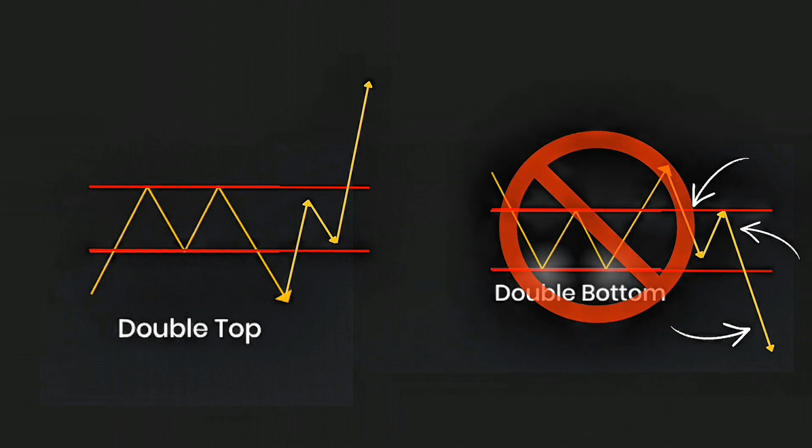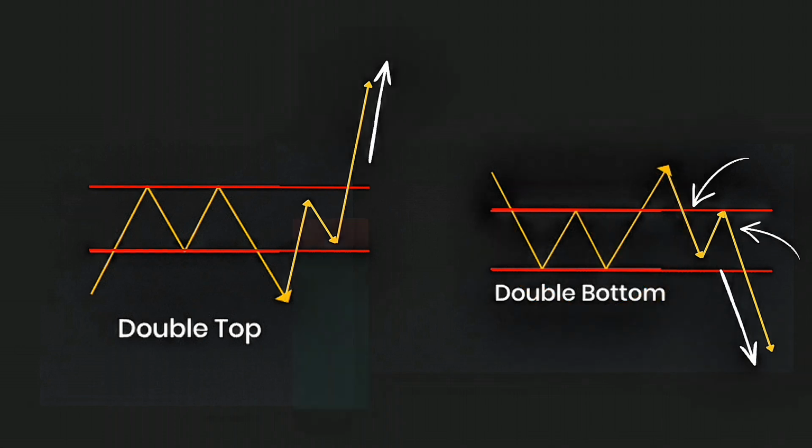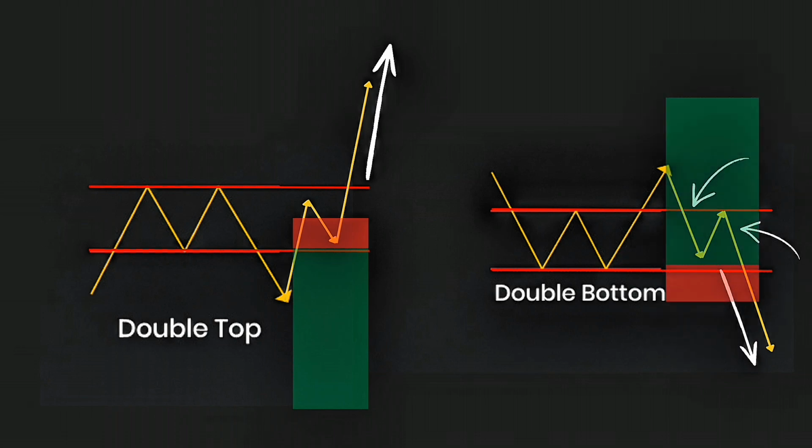A failed double top can have a strong move because the stop loss of all the traders who thought that the price would reverse has been triggered, causing a huge push upward. And the same goes for a double bottom.